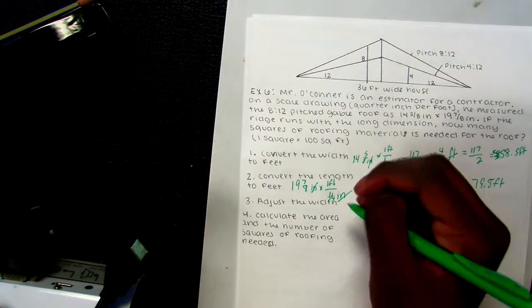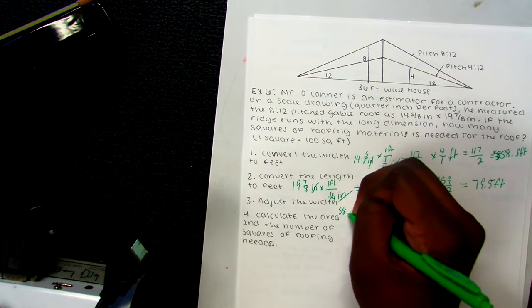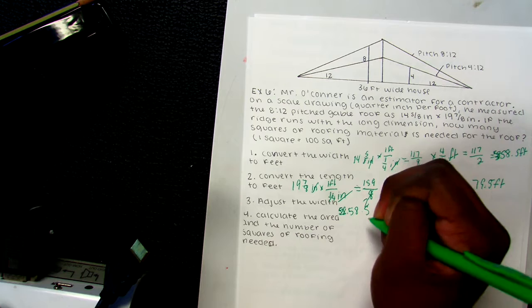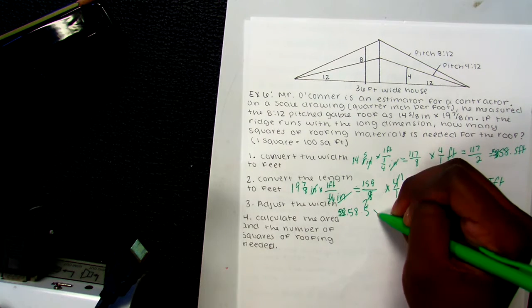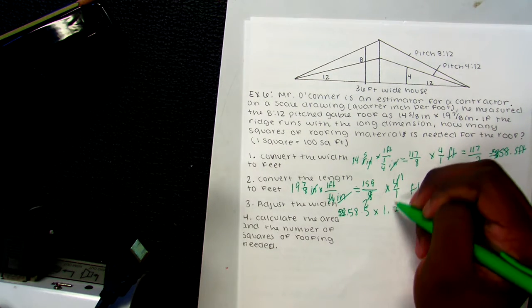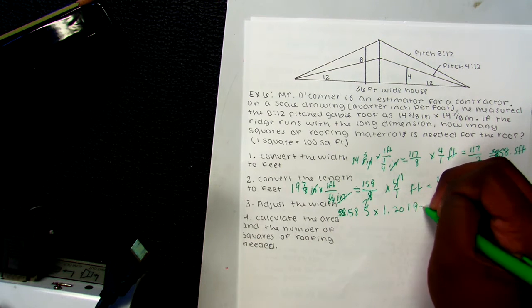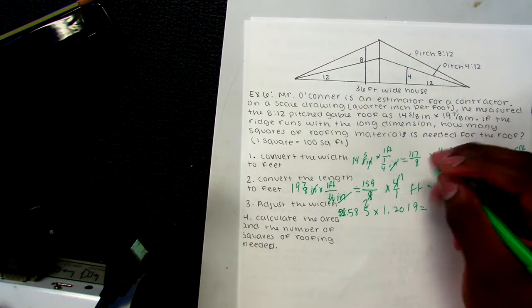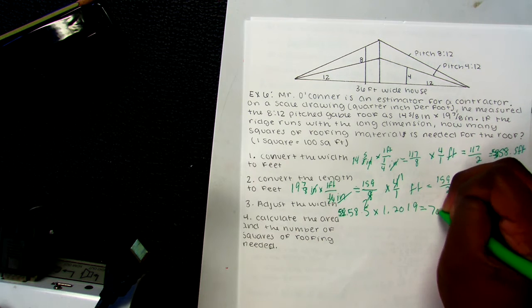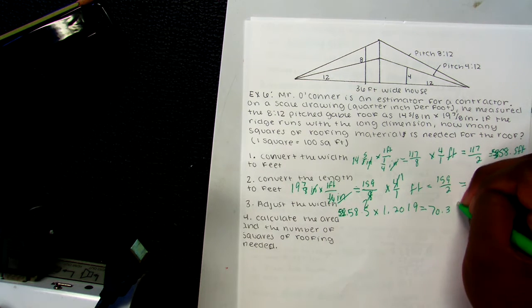So now we're going to adjust the width on the third step. So we take 58.5 times 1.2019, and we multiply that, and it will be 70.3 feet.